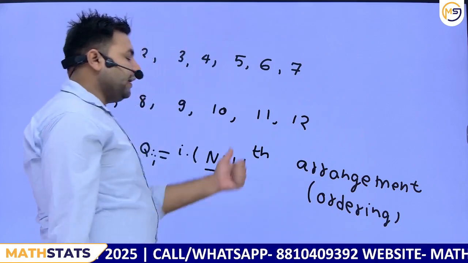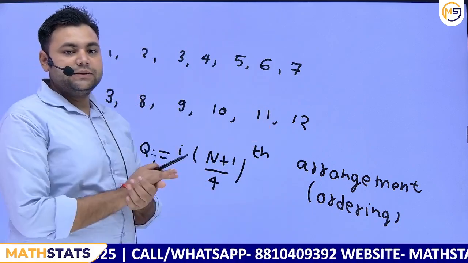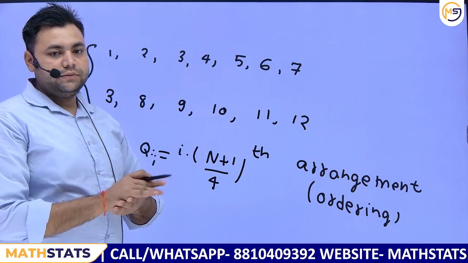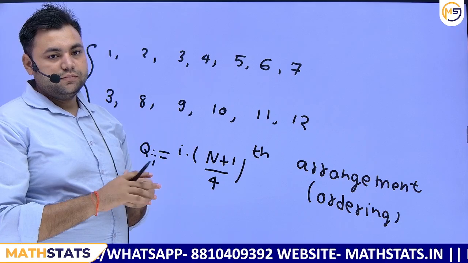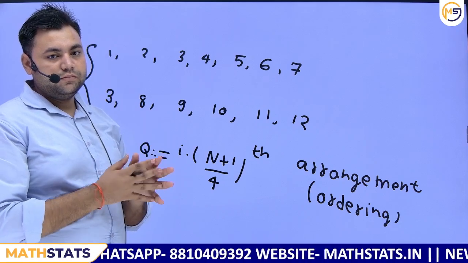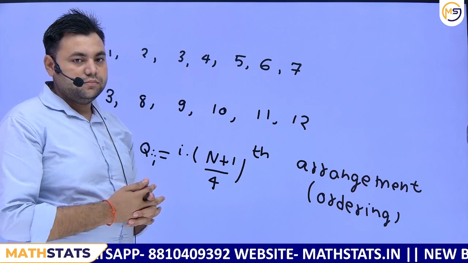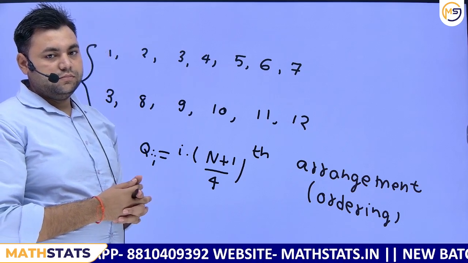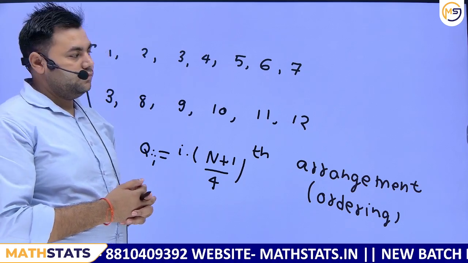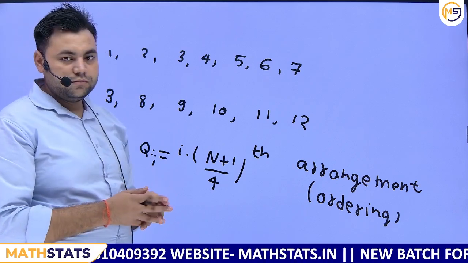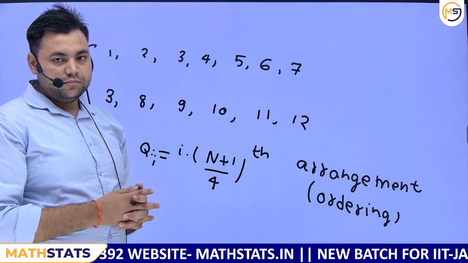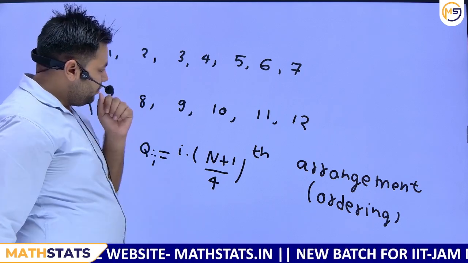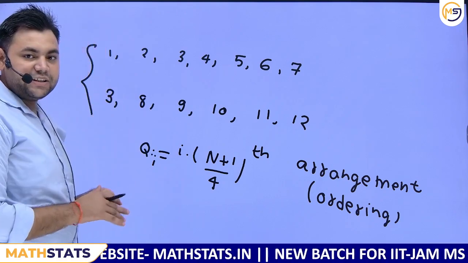How can you find the quartile in the second series? It's the average of the i into n by 4th and the (i into n by 4 plus 1)th observations, divided by 2. It's the average, right?